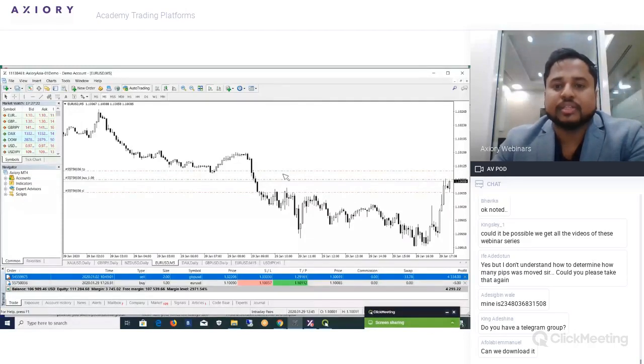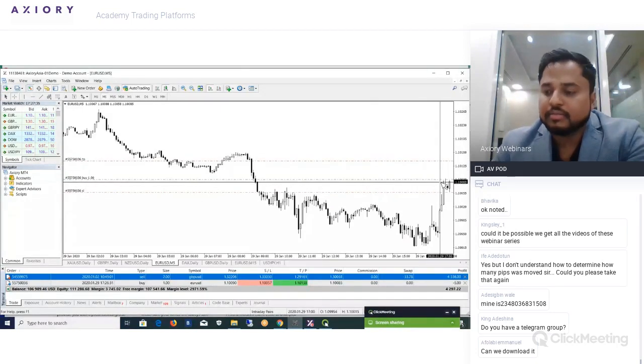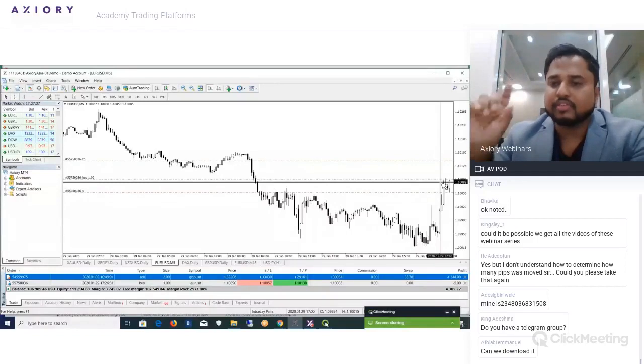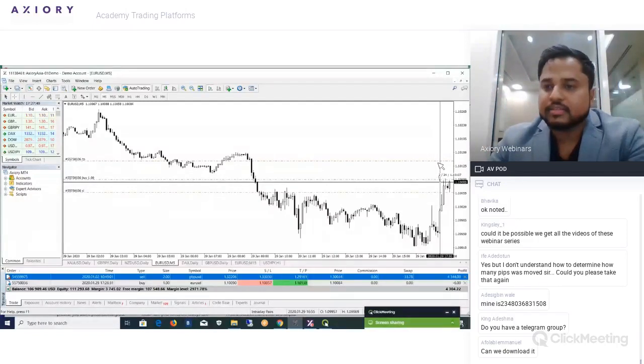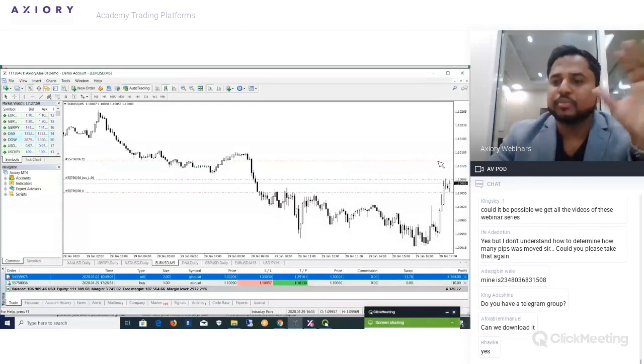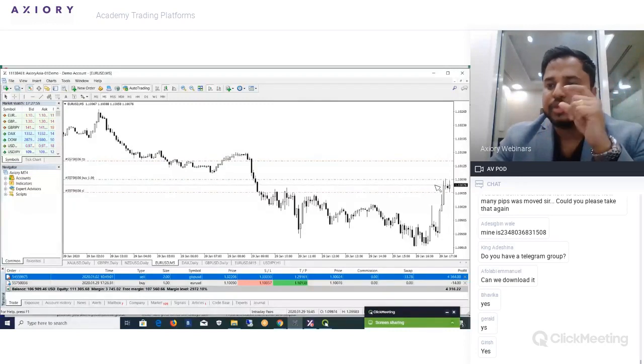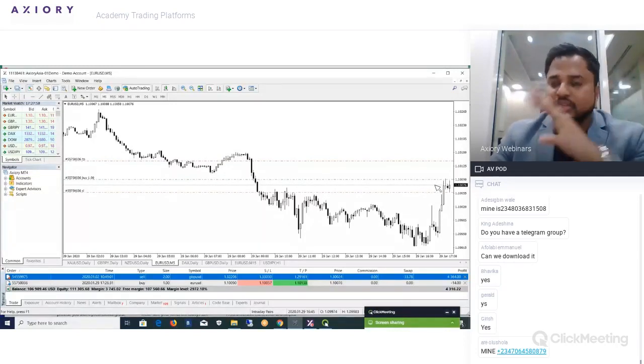Okay, if you want to measure the pips, you can see here a rough idea. You just take this crosshair and take from here and right click your left button of the mouse and just drag it. So you can see 55 now. Can you see 55? Yes. So this is the number of points it moved. If you take one standard lot, you get $55 in that single trade.